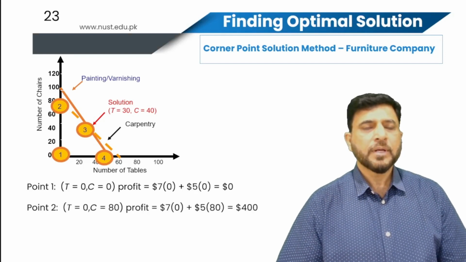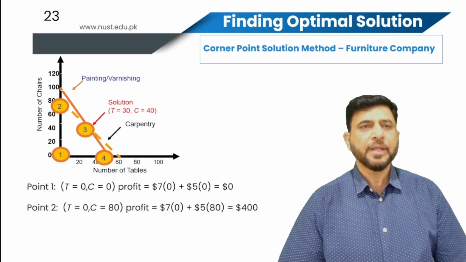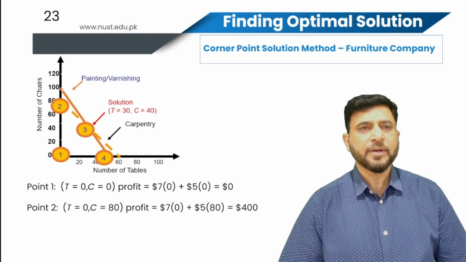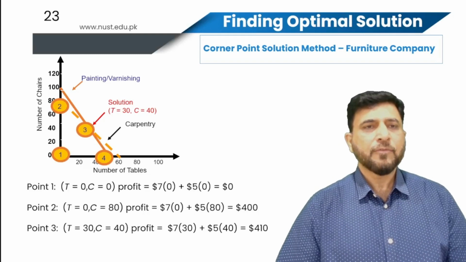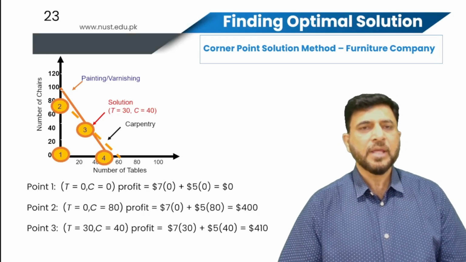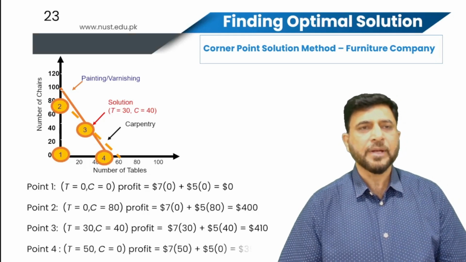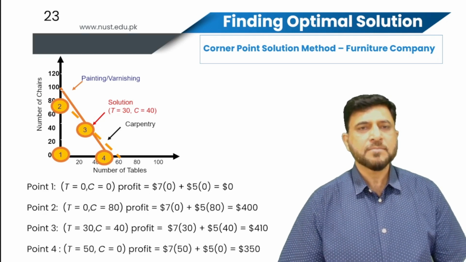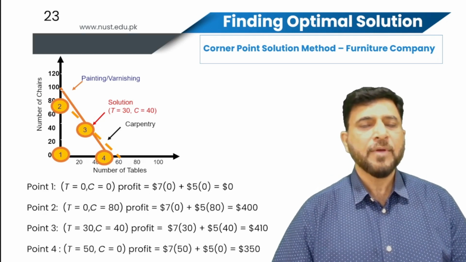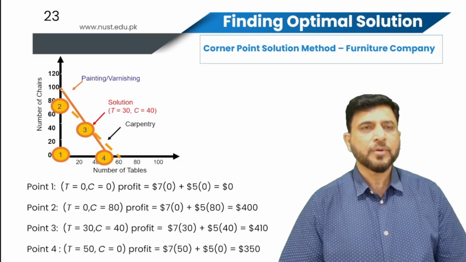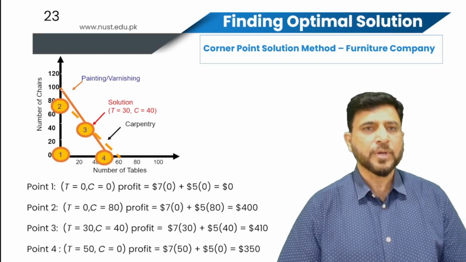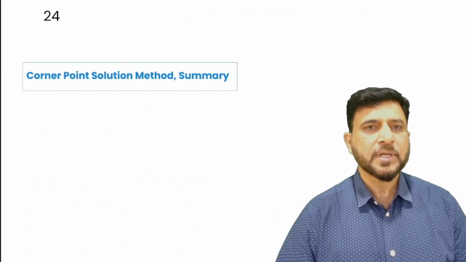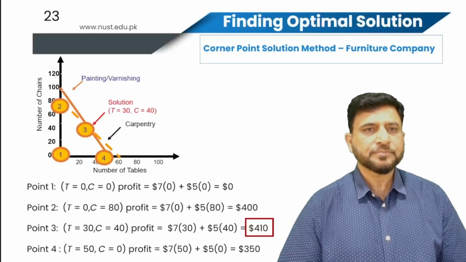Point 2, T is equal to 0, C is equal to 80, means the profit comes as $400. For point 3, for T 30 and C 40, the profit comes to $410. Similarly, for point 4, the profit comes to $350. We have calculated the profit at these four corner points. So what is the maximum profit? This is the $410, which is basically the maximum profit.